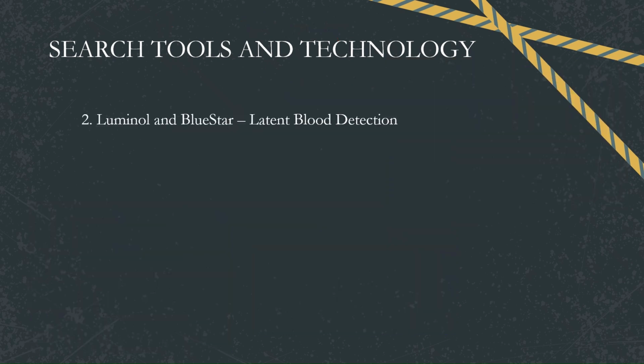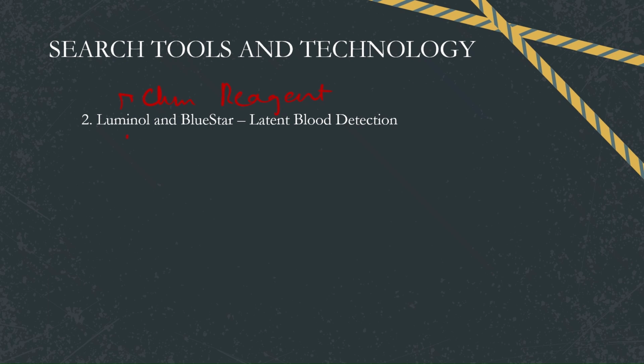Next we have luminol and Blue Star, which is for latent blood detection. These are chemical reagents used by investigators when they suspect that blood has been cleaned up from the scene. Because a suspect can scrub the floor, use bleach, or even repaint the surface. On the surface, everything may look completely normal, but blood doesn't just disappear, it leaves behind a chemical trace, and that's exactly what luminol and Blue Star detect.